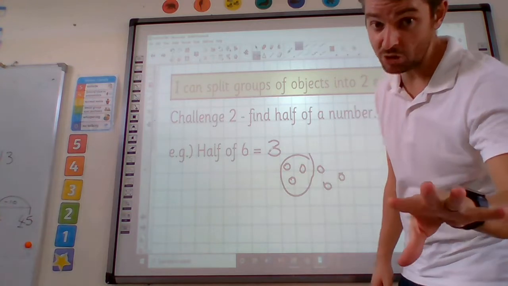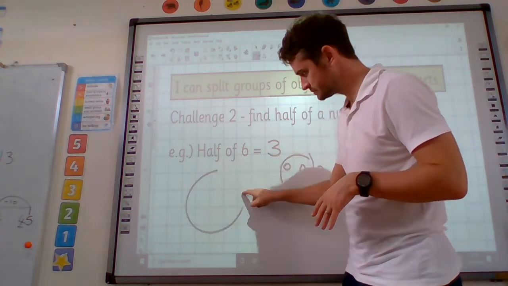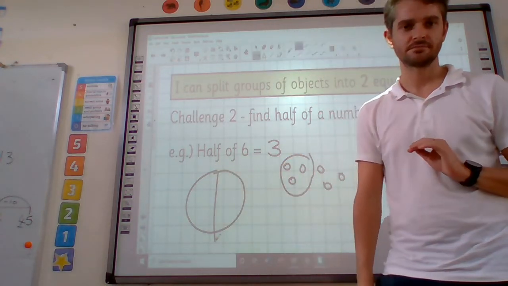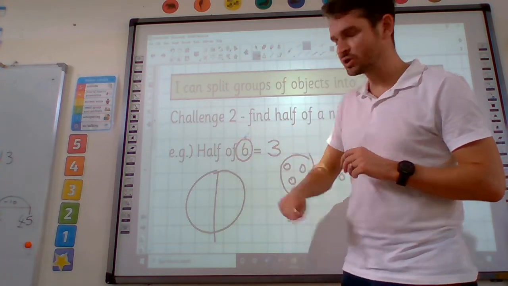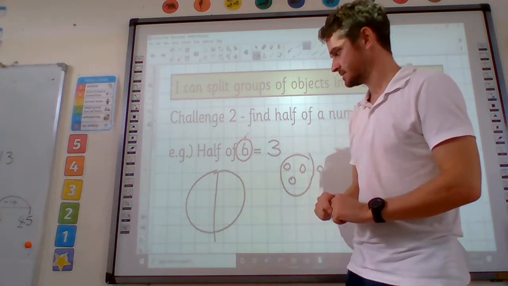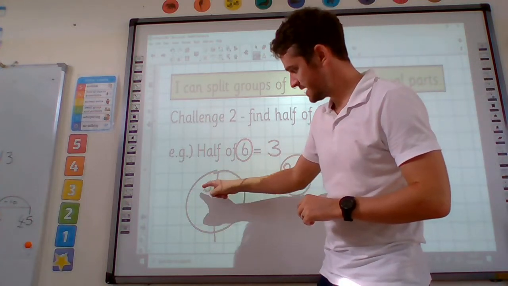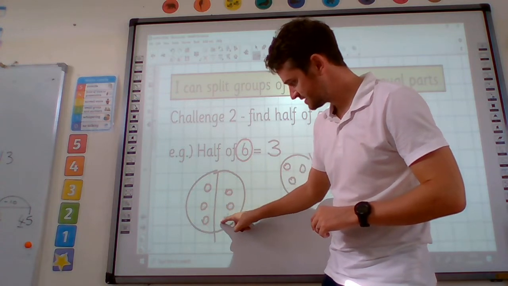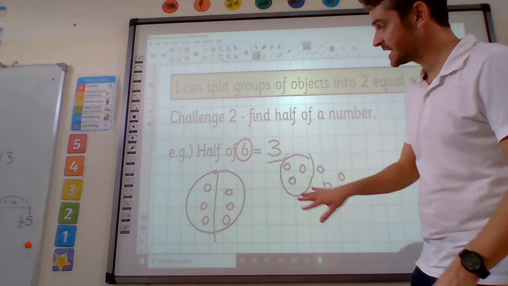Well, the other way that you can do challenge 2 is by drawing pizzas, and I quite like this. We'll do this a lot later this term. You can draw a pizza, and you can cut your pizza in half. And now you can share the number you wanted half of. Imagine you ordered a pepperoni pizza, and it had 6 slices. 1 there, 1 here, 2, 3, 4, 5, 6. And you can see 1 half has 3.